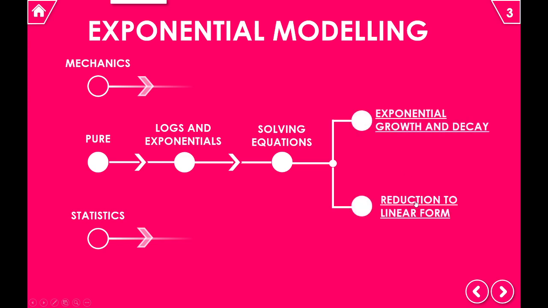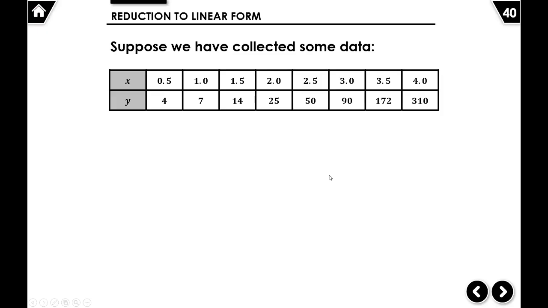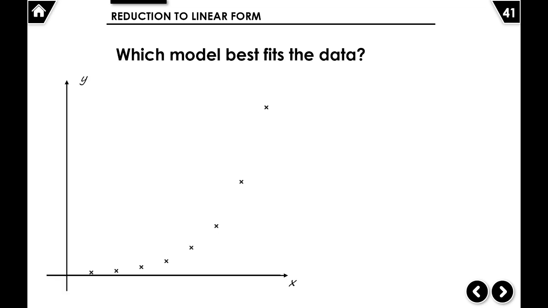Today we're going to be looking at a topic called reduction to linear form. So imagine we've collected some data and it looks like this. We've got x values and y values. It doesn't matter what the data is for at the moment, and we want to know, does this data fit an exponential model? Maybe it does, maybe it's a different kind of model. So we've got x and y values, we could try plotting them. If you did that, you'd get this curve you can see on the screen.